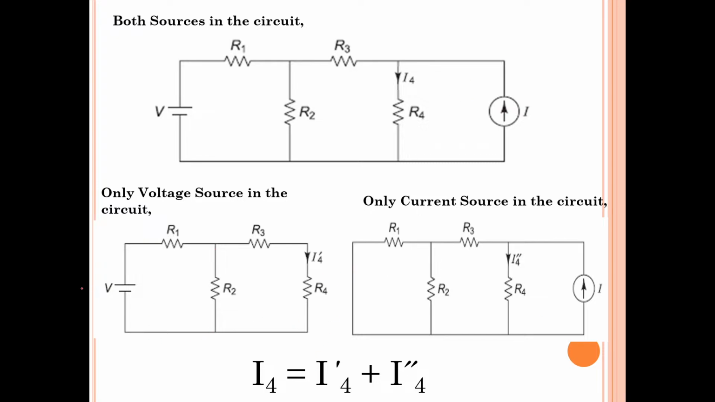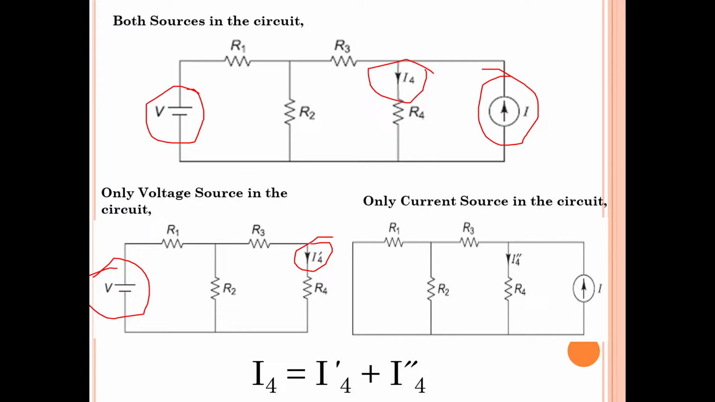Leave it. So now only the voltage source is there, and because of that voltage source, let us assume the current flowing through this resistor R4 is I4 dash. When both sources were there, voltage source as well as current source, the current flowing through R4 was I4. Now let us go to the other case when only the current source is there in the circuit.